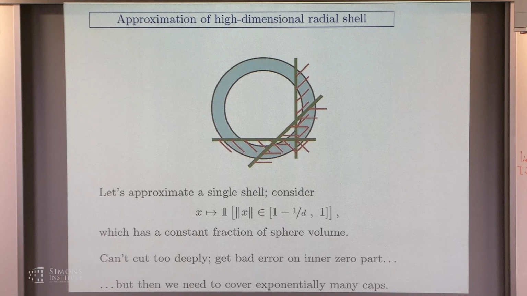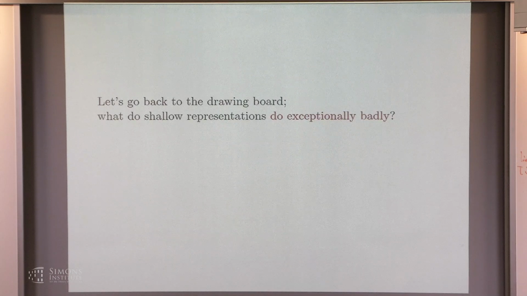So let me tell you one more result. What we've discussed so far is that if we have one ReLU layer, we have trouble with radial or radial-like functions. And with two ReLU layers, we can do really well. The natural question is, what can I do with different numbers of layers? So for this, let's go back to the drawing board.